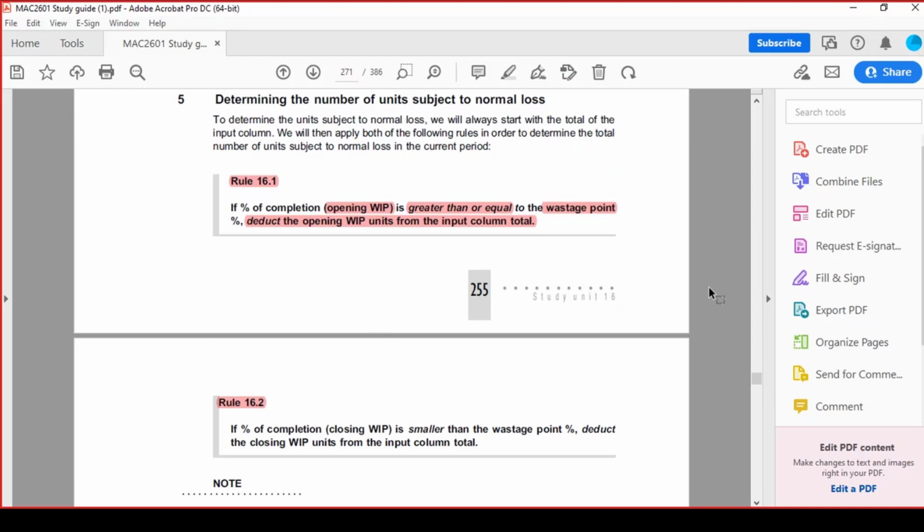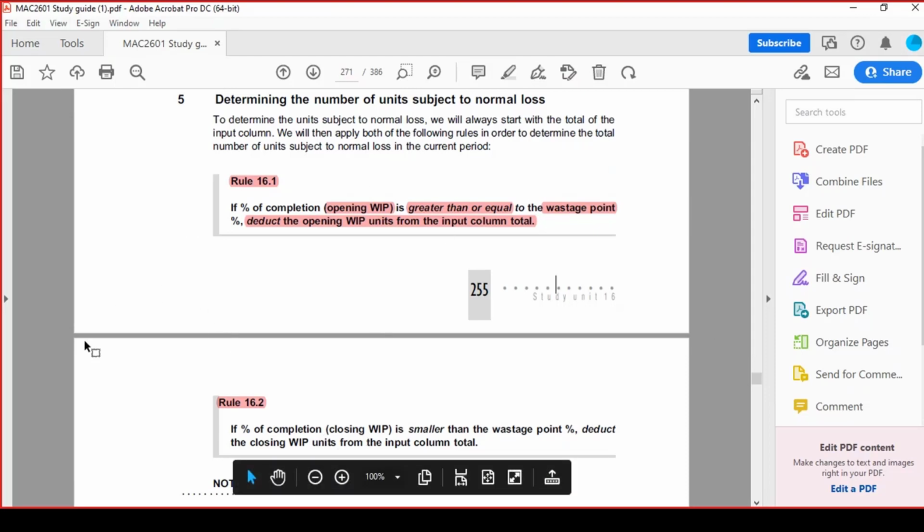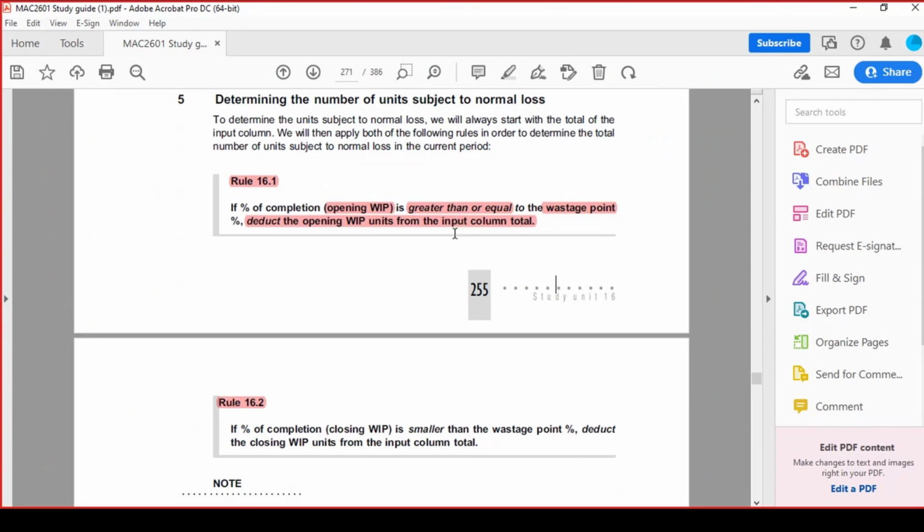If within the process you find that your opening WIP coming from the previous process is 75% complete, and you find that your wastage point was, let's say, 25%. Remember, wastage point is where you will lose your units. You need to deduct your opening WIP from your input column total.